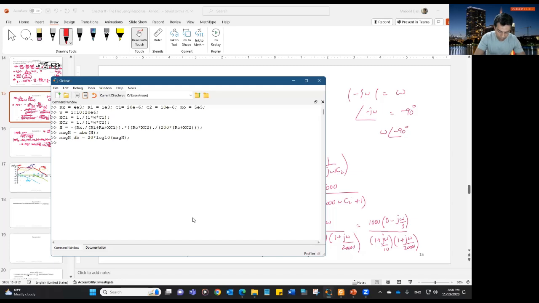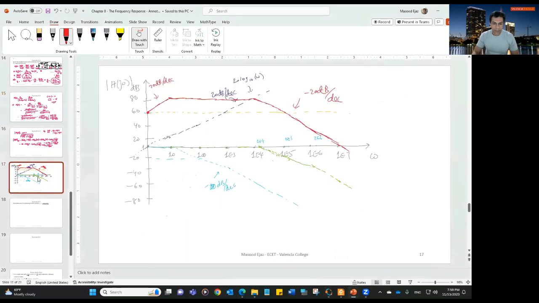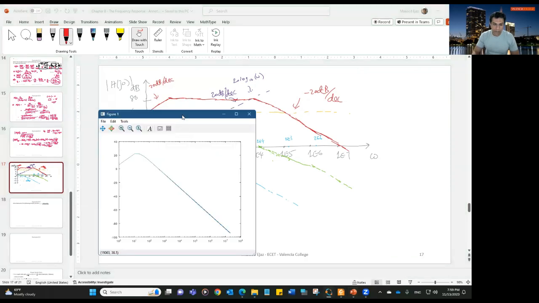And now we're ready to plot our semilogx, because we need the x-axis in logarithmic scale: semilogx omega comma magnitude of H in decibel. This is our plot. Let's see. Where did it go? Okay, all right, we have it.